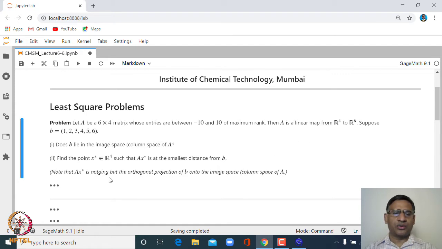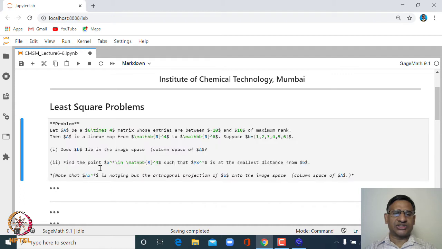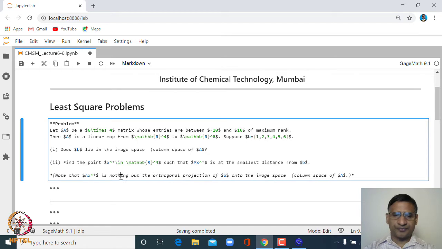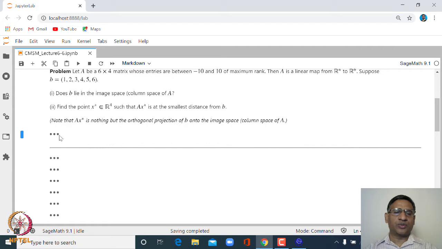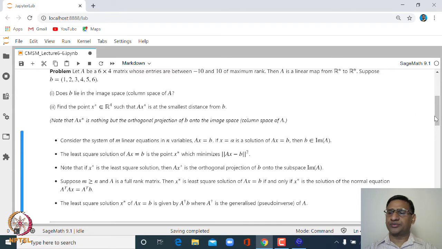Now you can note that this Ax star is actually nothing but the orthogonal projection of B onto the image space of A. So that is what we will obtain. We will obtain the least square solution as an orthogonal projection of B onto the image space of A. Okay. So let us see what we are saying here.